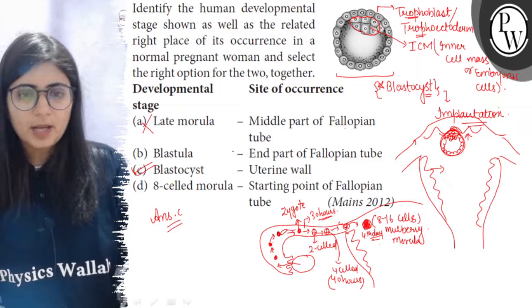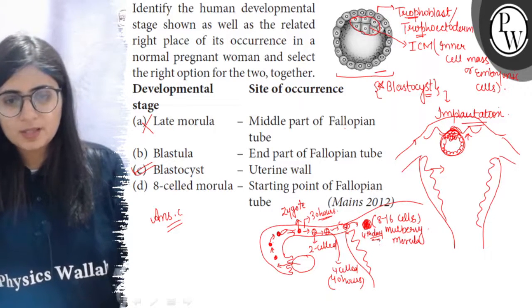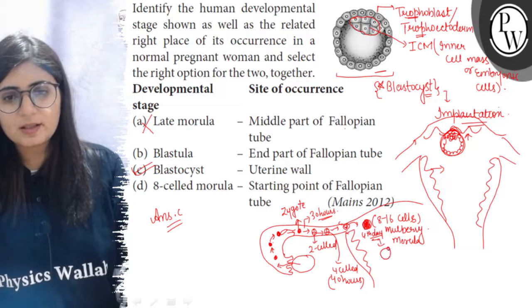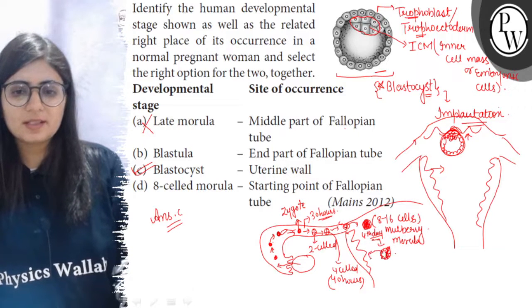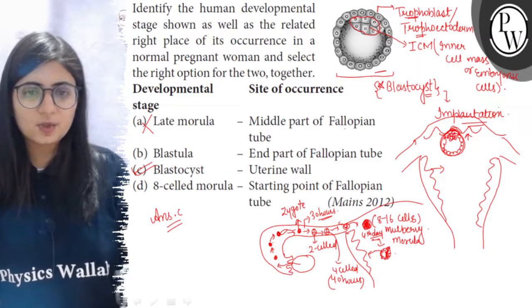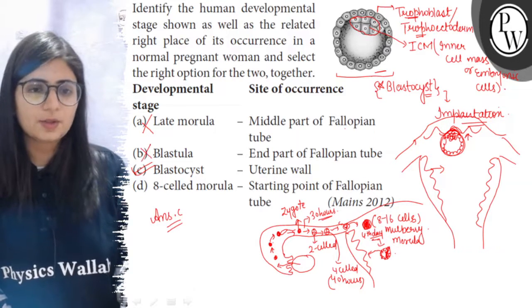And the blastula, this blastocyst is also known as blastula, but this blastula or blastocyst occurs after the morula stage and it occurs in the uterus, and this is the stage where implantation occurs. So blastula doesn't occur in the fallopian tube, rather it is formed in the uterus.